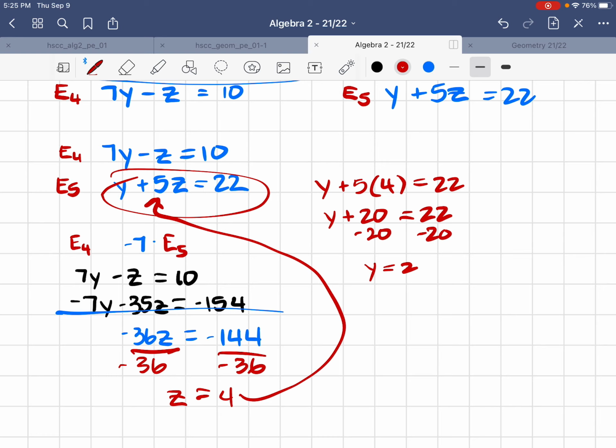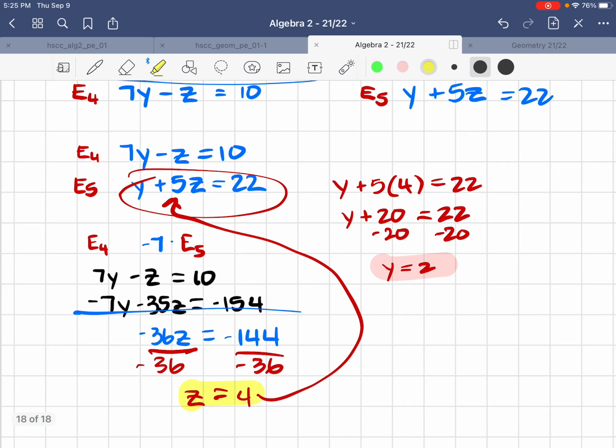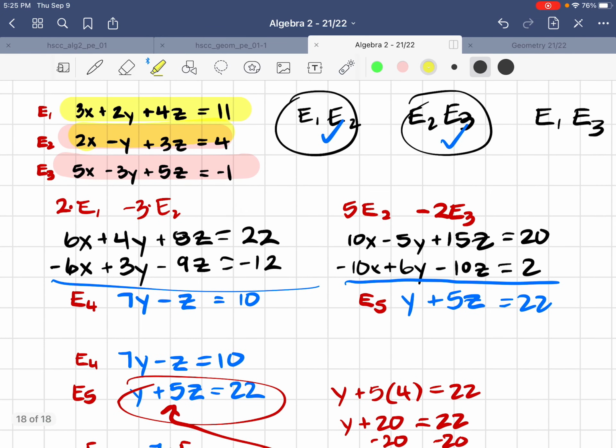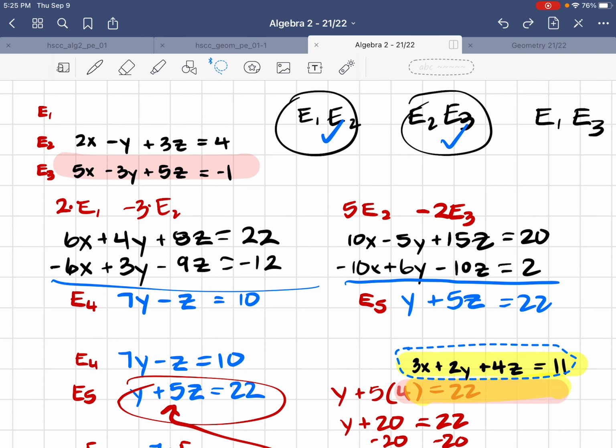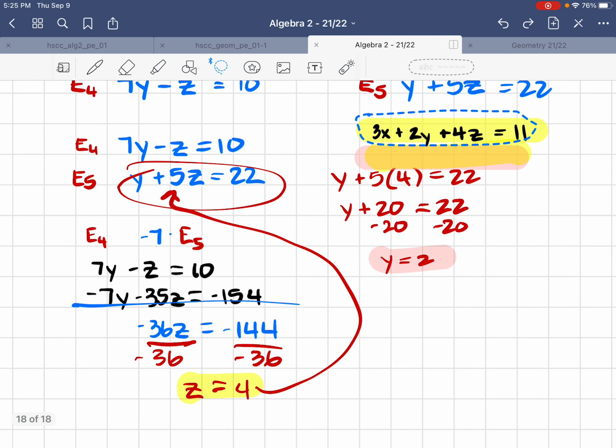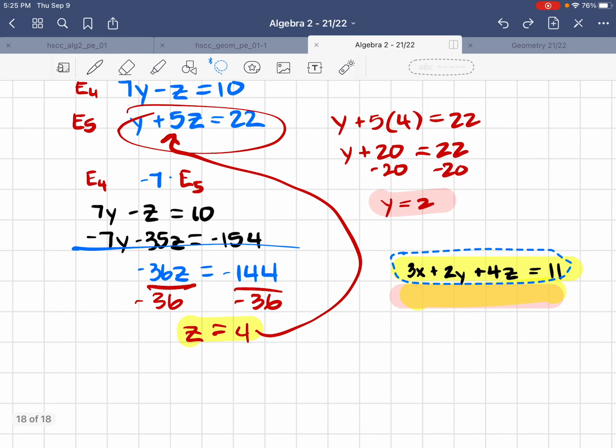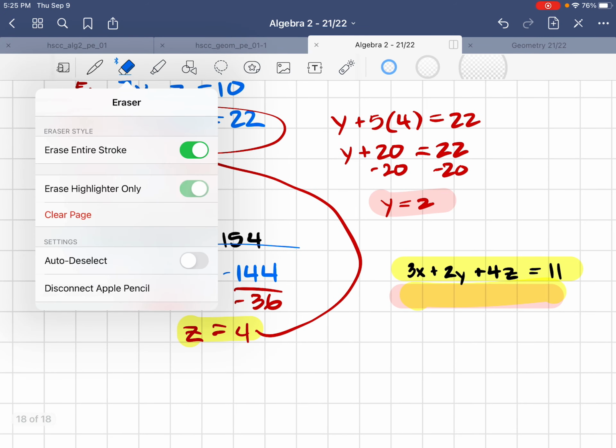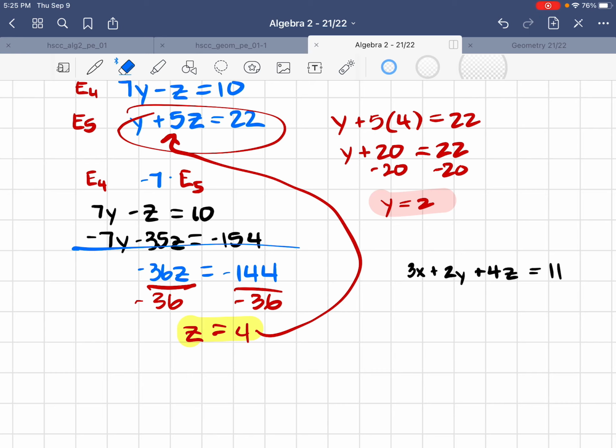Now that you have two of these answers, so you have y is 2, and you have that z is 4, you can take these two solutions and plug them back in to one of your original equations, E1, E2, or E3. So we're going to plug it into one of those guys up there. Let's go ahead and pick 3x plus 2y. So we're going to grab this one. Let's grab this equation right here. Oh, look at that. We're just going to take that equation, and all we're going to do is plug in our y and our z into that equation.